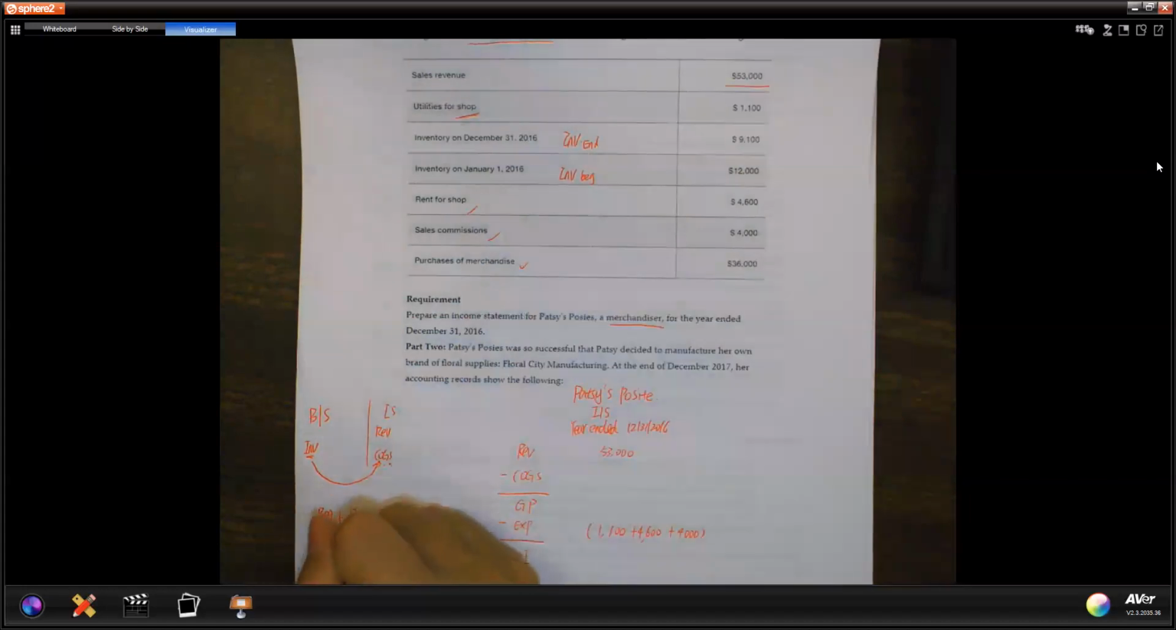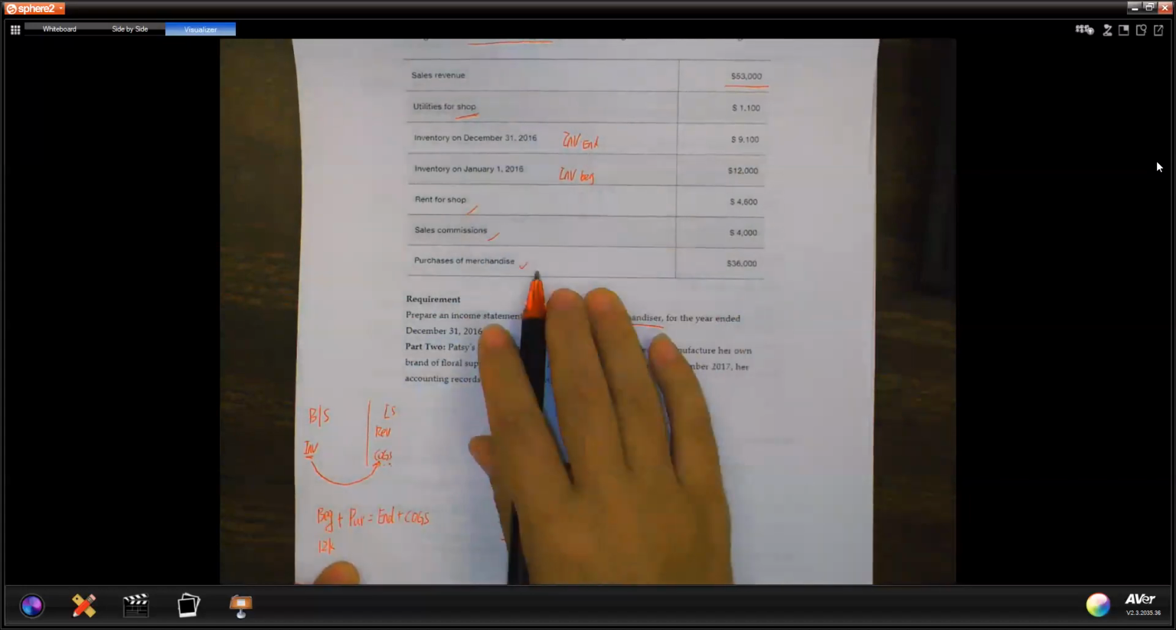So if we put these numbers in the formula, we said beginning we got 12,000 of inventory. We purchased 36,000. So we totally have 48,000 available to sell, right? We can only sell 48,000. We cannot sell more than 48,000. We cannot sell 50,000 because the maximum number we have is 48,000.